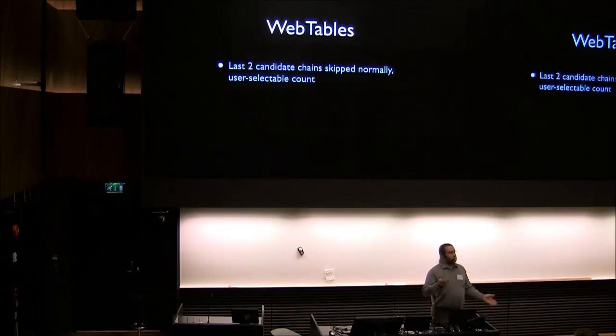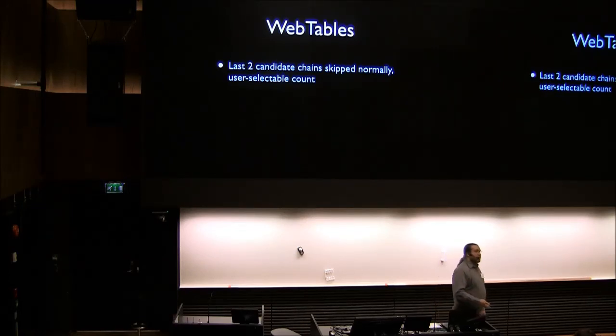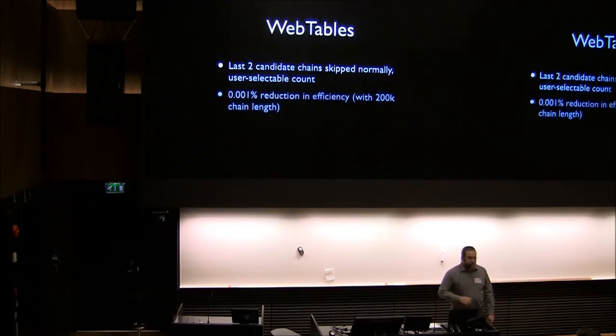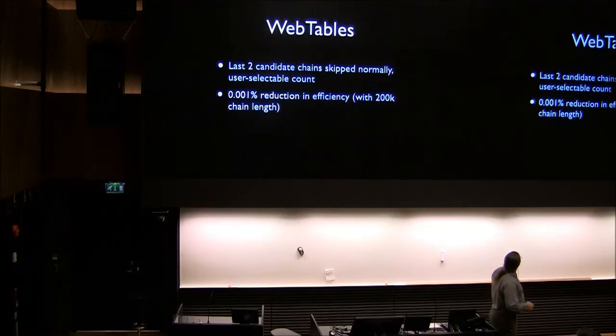So the default, as I said earlier, is to skip the last two candidate hashes. But this is user selectable. If you want to skip more, you can. If you want to skip less, you can. I chose 2 as a good default because for the current length 8 table, with a chain length of 200,000, the loss in efficiency really isn't very significant.